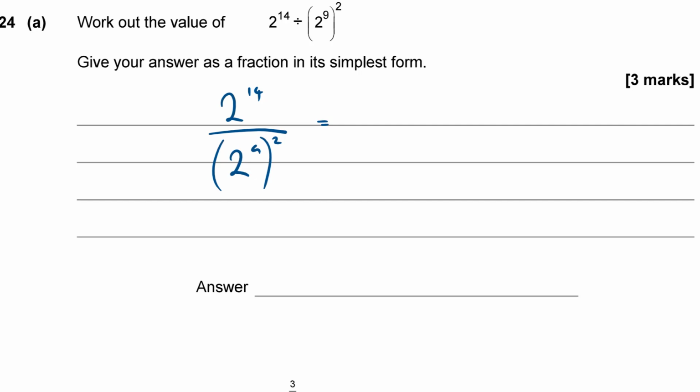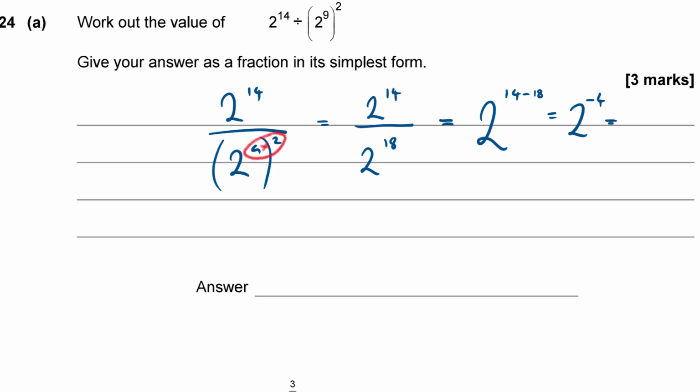I've got 2 to the power of 9 raised to the power of 2. It's an index of an index. So what I need to do then is multiply these two numbers together. So it's going to be 9 times 2, which is 18. So that's going to give me 2 to the power of 14 divided by 2 to the power of 18. Okay, then I've got two numbers with the same base, so I just need to subtract the indices. So that's the same thing as 2 to the power of 14 minus 18, which is 2 to the power of minus 4.